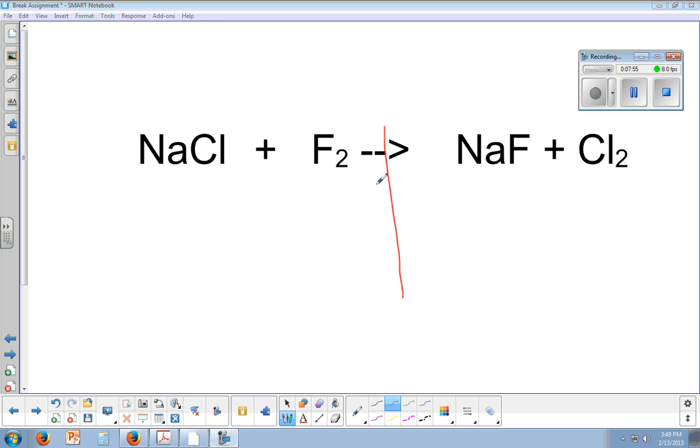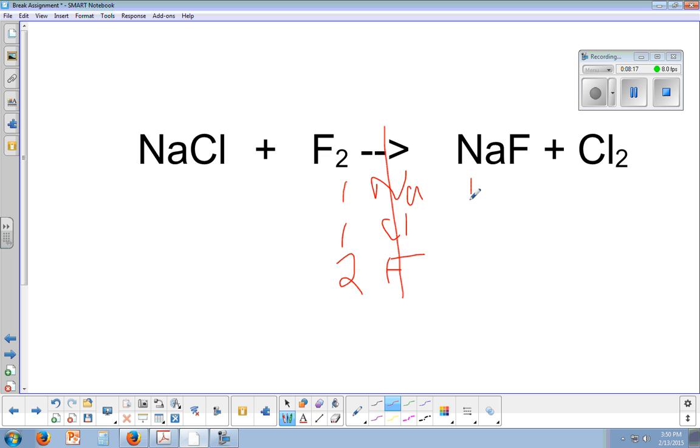So I have Na, I have Cl, excuse my writing, and I have F. Now, it's not in the same order on this side, but it doesn't matter. I want to keep it the same. It doesn't matter what order it is, but you have to make sure you count up the right atoms. So I have 1 sodium on this side, 1 chlorine, and 2 fluorine.